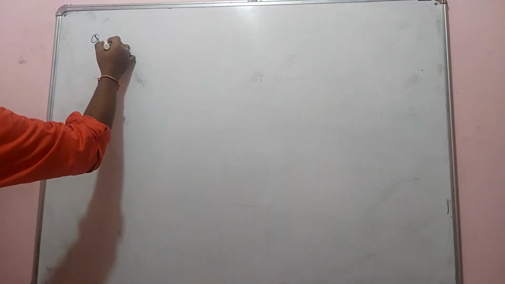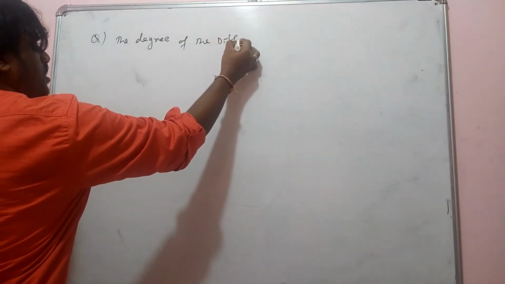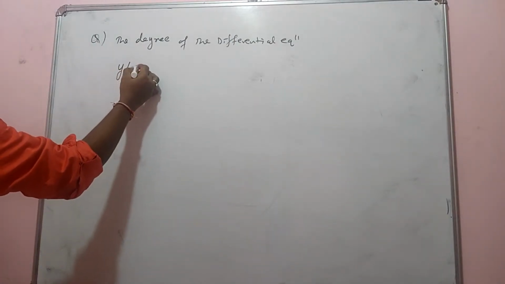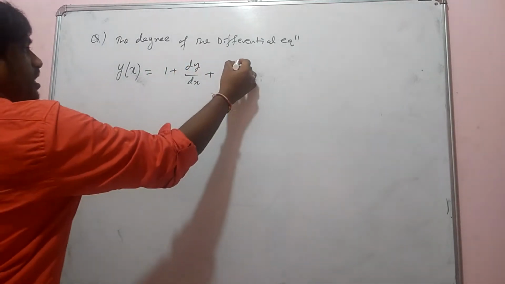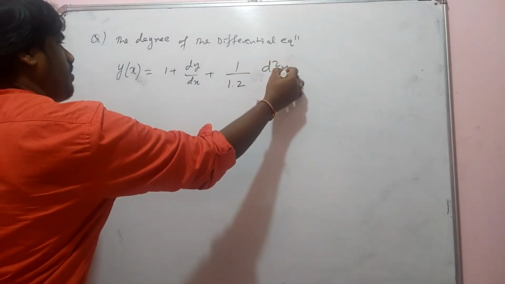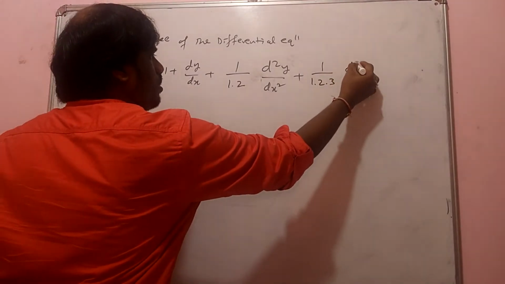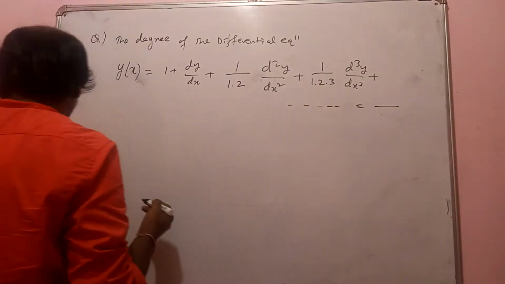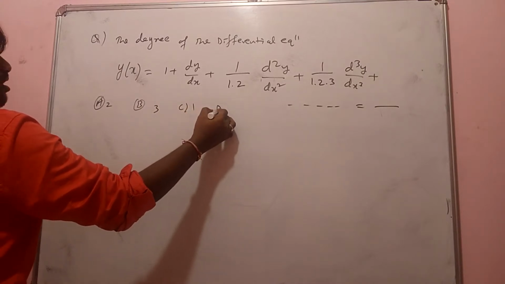The next question is an important question. We can say that the degree of the differential equation y of x is equal to 1 plus dy by dx plus 1 by 1 dot 2 into d square y by dx square plus 1 by 1 dot 2 dot 3 into d cube y by dx cube plus so on is dash. This is a previous year question. Option A is 2, option B is 3, option C is 1, option D is 4.